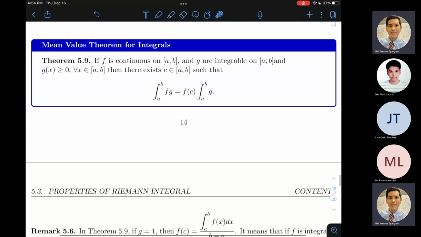Hopefully, nakuha nyo na yung training sa pagbabasa ng mga proofs. So, iwan ko na yan sa inyo. Okay, yes, Carla, you have a question?